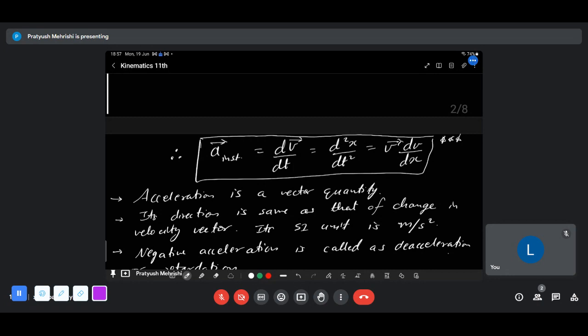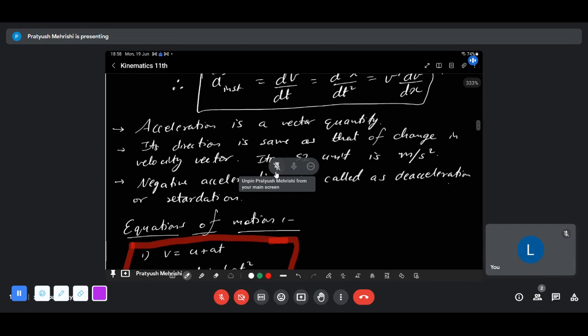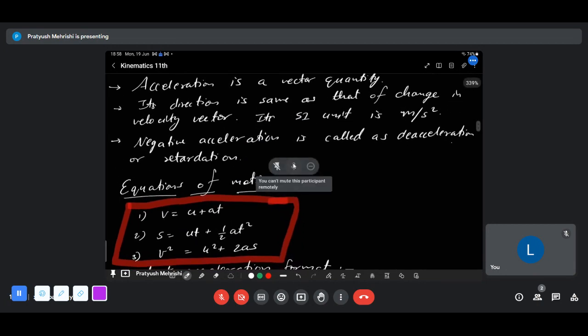Again, remember that acceleration is a vector quantity. Its direction will be the same as the direction of change in the velocity. In whatever direction the velocity is changing, in that direction acceleration will be there. Negative acceleration is also called deceleration or retardation.